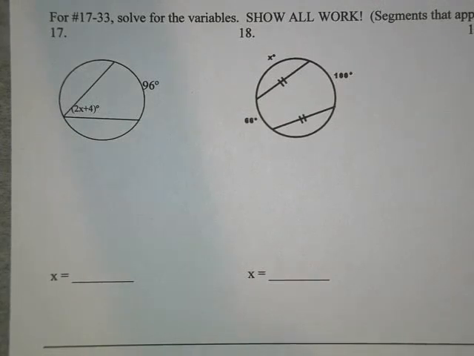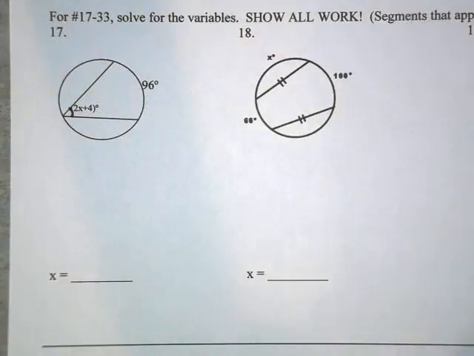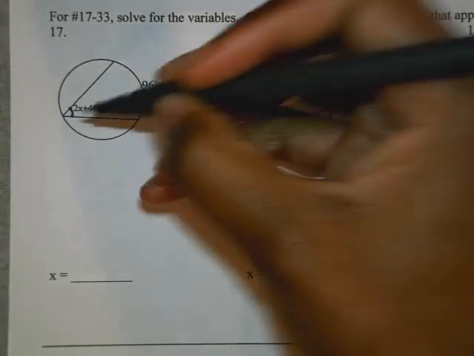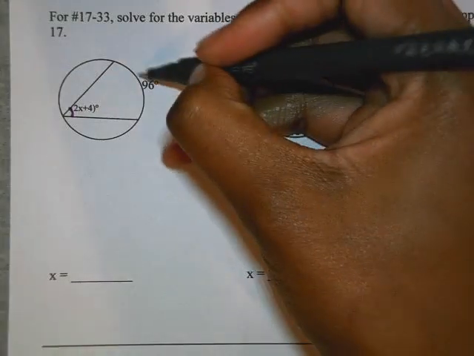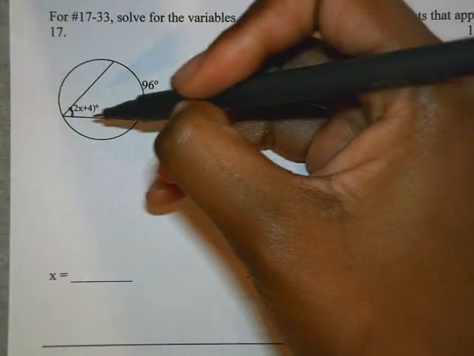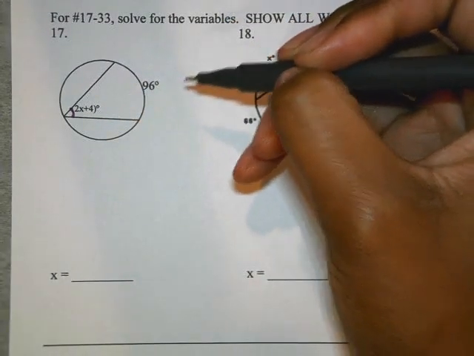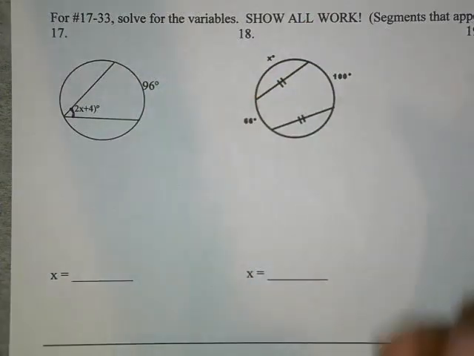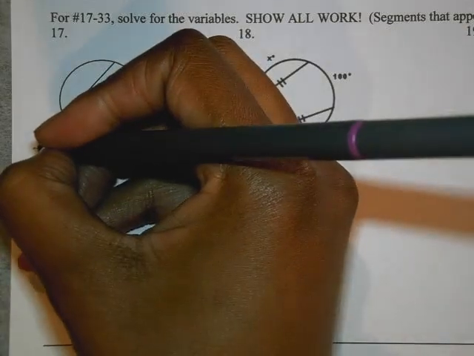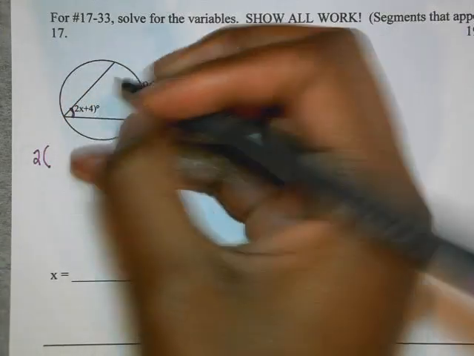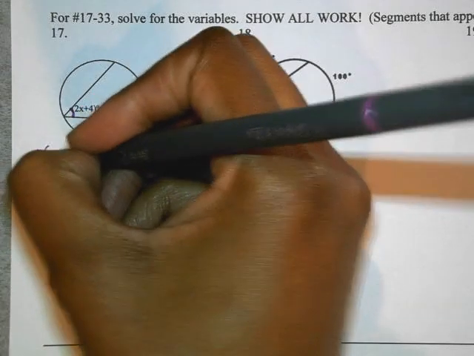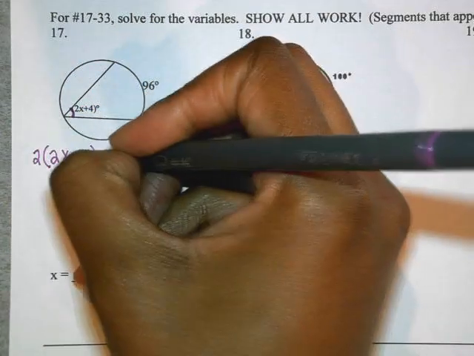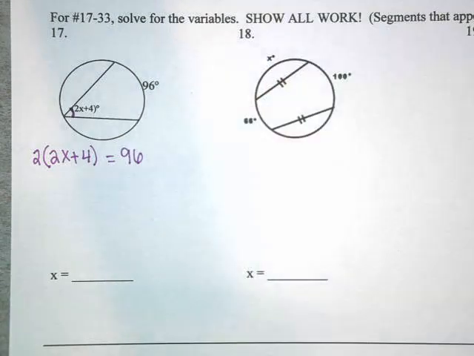All right, so number 17 is an inscribed angle. In an inscribed angle, your angle here that is inscribed, which is the one that actually touches the circle, is going to be 2 times the amount of your arc. So here my inscribed angle is 2x plus 4 degrees, and my arc is 96 degrees. So in order to solve this problem, I am going to do 2 times my angle, so 2 times (2x plus 4), and that is going to equal 96.